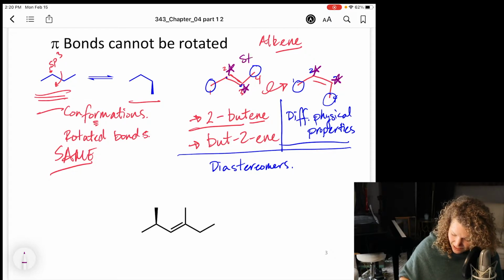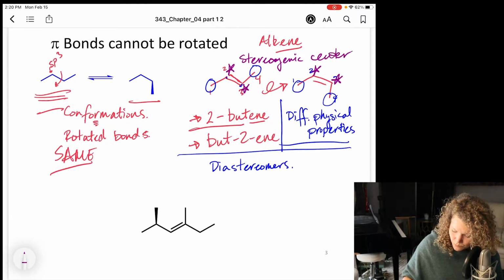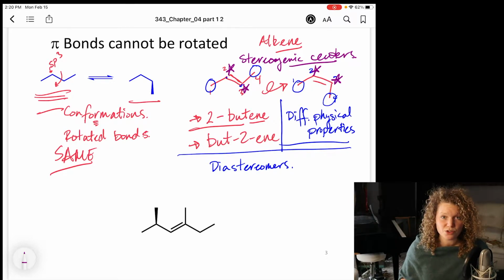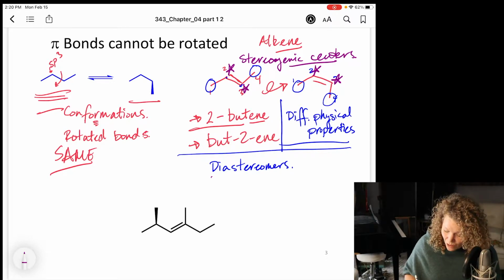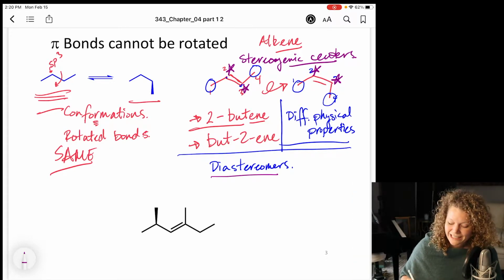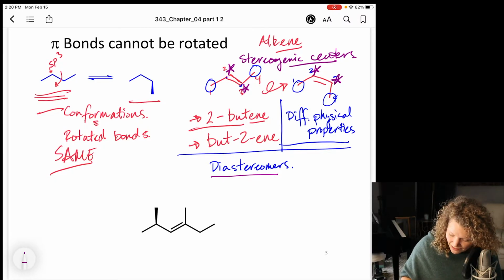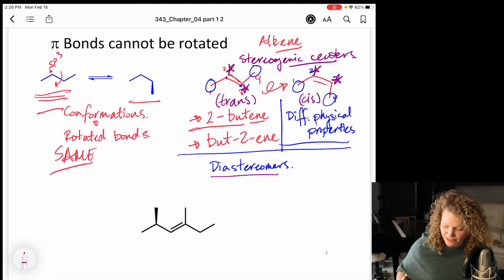I'm going to write stereogenic centers. We're going to dive into more detail with stereogenic centers. There's more to this story, as well as diastereomers. We can label these alkenes as follows. The one on the left here would be considered a trans alkene. The one on the right is going to be labeled a cis alkene. So we have trans and cis, okay?